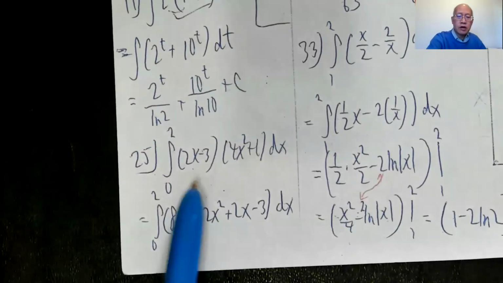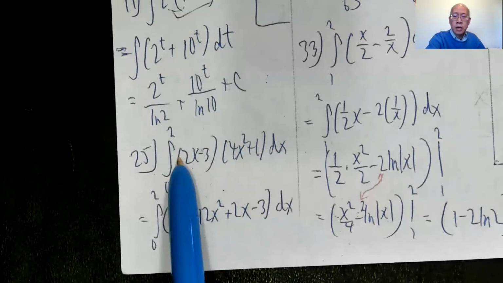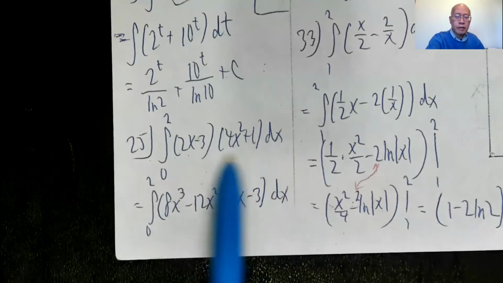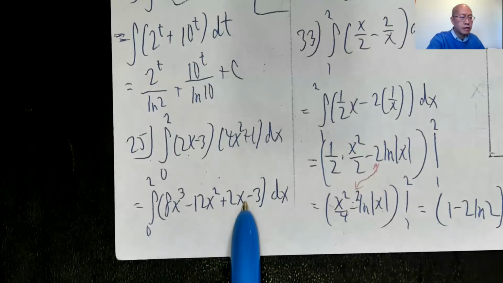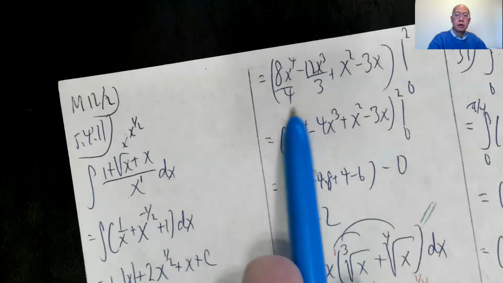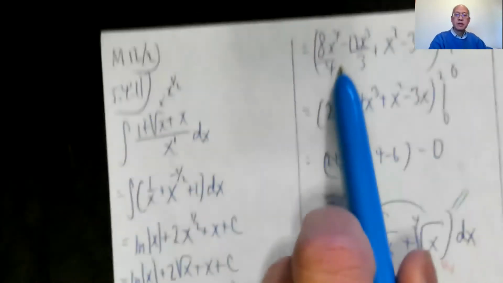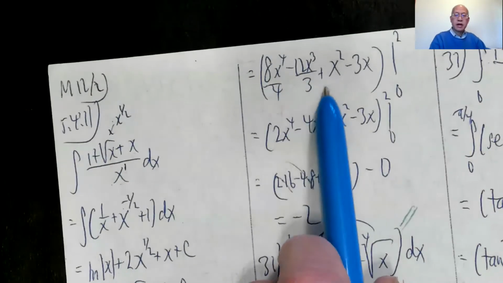Okay, 25, notice it's now a definite integral. So your answer isn't going to be plus c. You plug in 2 and you plug in 0. And there's no product rule. We just multiply it out, FOIL it out. 8x cubed minus 12x squared plus 2x minus 3. Okay, so 8x to the 4th over 4 minus 12x cubed over 3 plus 2x squared over 2, x squared, minus 3x.